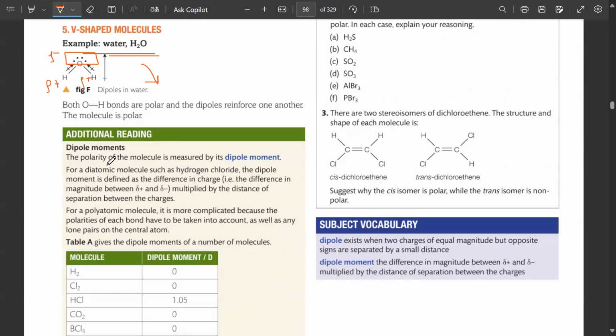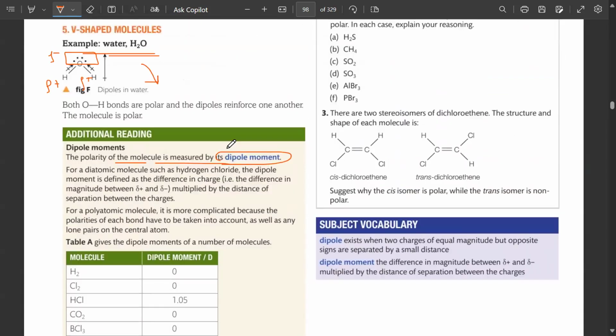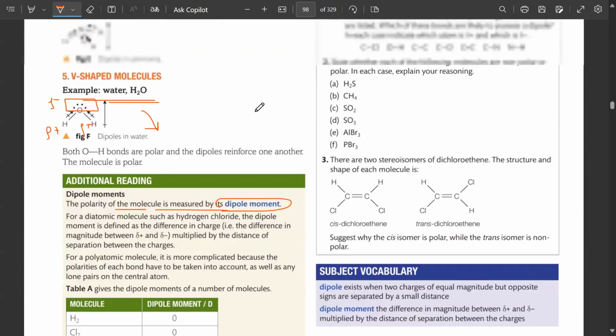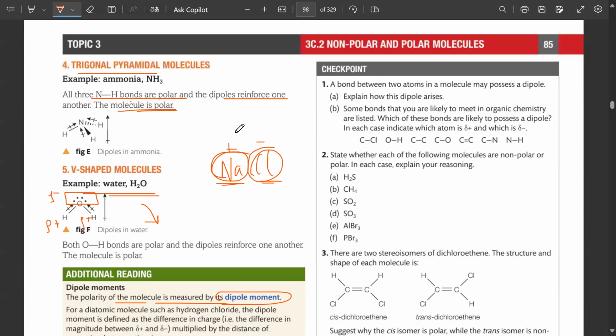So the polarity of a molecule is measured by its dipole moment, and you are not supposed to remember the values of dipole moments. You just have to look at the periodic table to see which one would have a higher electronegativity, the rightmost and the upmost. For example, if you talk about Na and Cl, Na is the most left one, Cl is the most right one. And it is also obvious because these are metals and these are non-metals. Here we already know, it's obvious, the non-metal will always be negative and the metal will always be positive.